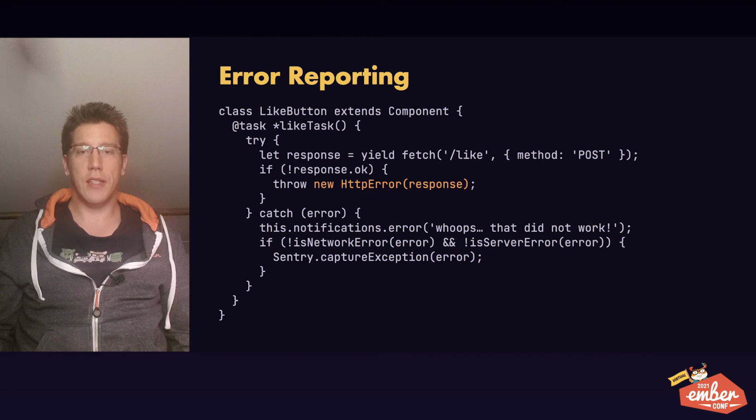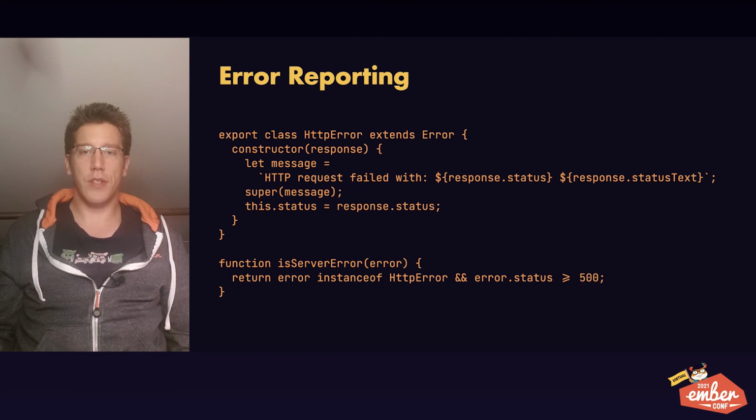For the server-side error case, we will make a small adjustment to our response.ok condition code. Instead of throwing a regular error, we will throw an HTTPError instead. And you may wonder, what is an HTTPError? HTTPError is a custom error class that we can implement ourselves. In this case, the constructor here takes a response object, and it will automatically generate an appropriate error message for that. It also saves the response status as a property on the error object itself. This allows us to implement an isServerError function that checks if the error is an HTTPError and that the status is in the 500 range.